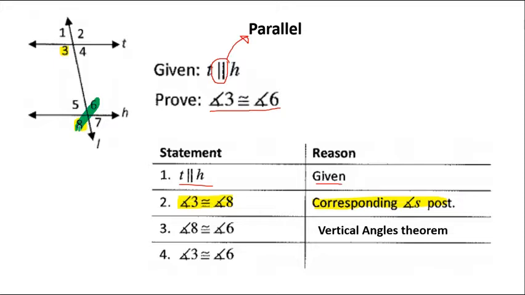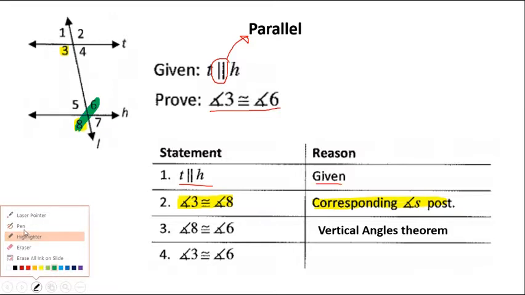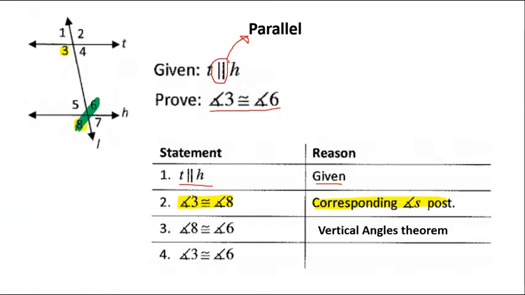So last thing we need to show here is they want you to prove that angle 3 and 6 are congruent to each other. So we show here that angle 3 is congruent to angle 8. Angle 8 is congruent to angle 6. So since 3 and 8 are the same, 8 and 6 are the same, means that 3 and 6 are also congruent to each other. So reason here, we would say that's the transitive property.